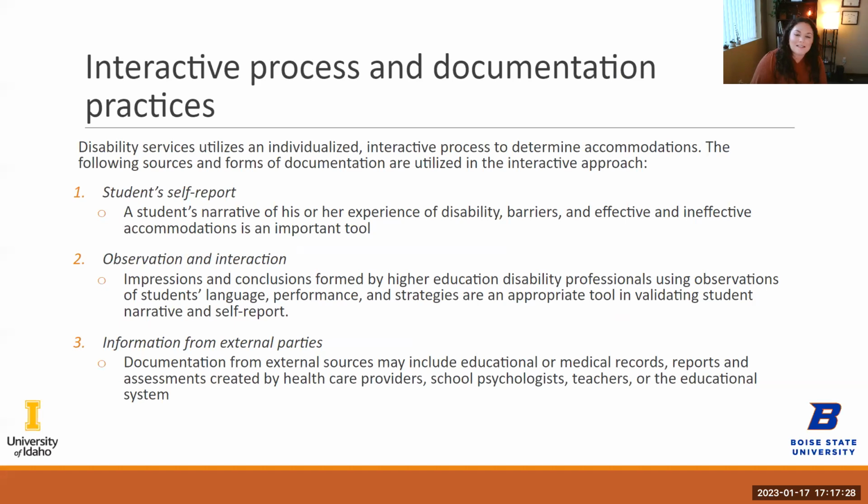When we talk about the interactive process, this is really where a lot of these questions about the student, their disability, and how it impacts their learning come in, where we like to get a lot of information from the student and hear from them. We really focus around 3 parts to this process: the student self-report, observation and interaction, and information from external parties. The student self-report is the student's ability to describe, in whatever way is equitable or accessible for them, their experience of their disability, their barriers, and the effective or even ineffective accommodations.